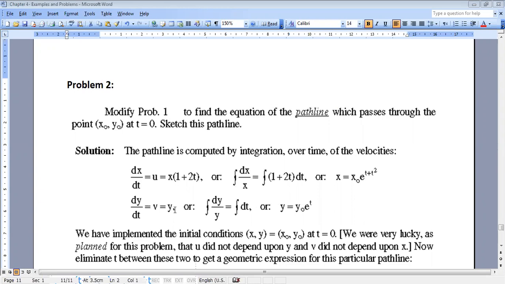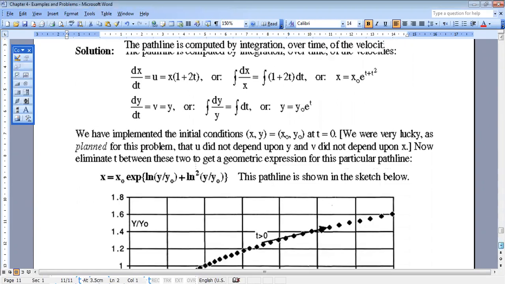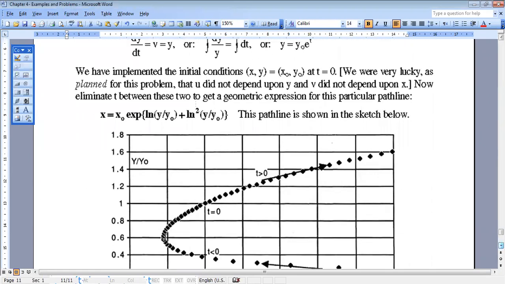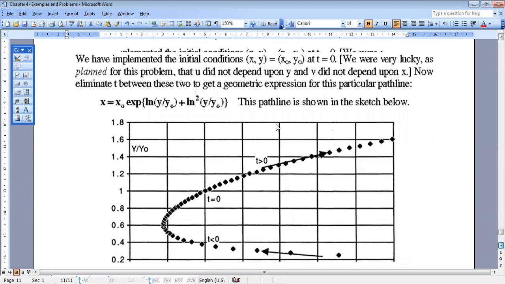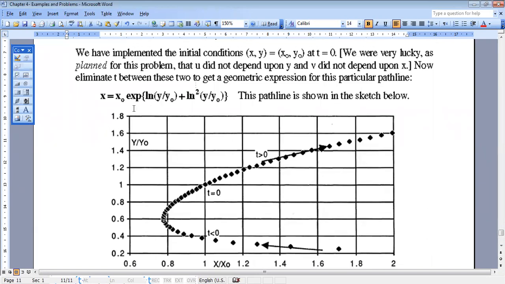So the first step is to find x as a function of t, then find y as a function of t, and the third step is to eliminate t between x and y. So you get a function. This function will represent the path line of your particle. Now, you have already used the boundary condition given. The boundary condition will allow you to find the constants in your integration. So you end up with the following formula.